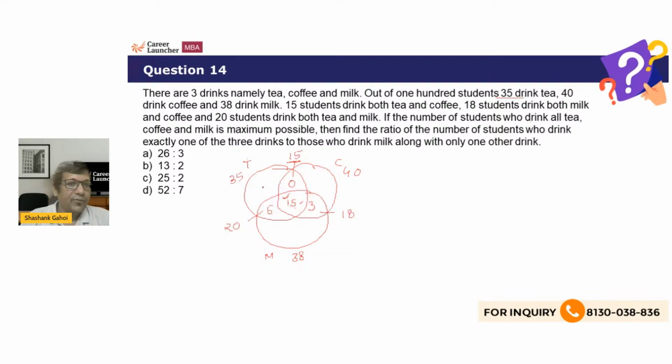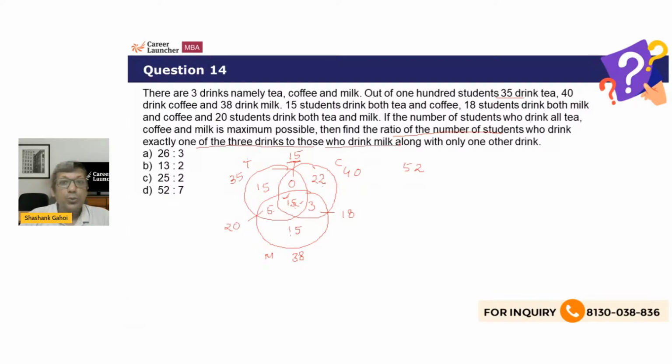Now 35 minus 20, this becomes 15. 38 minus this 15, 5, 3, that becomes 15. And 40 minus 18, that becomes 22. Now what does it say? Find the ratio of number of students who drink exactly one of the 3 drinks. So exactly one of the 3 drinks is 15 plus 15 plus 22, that is going to be 52.